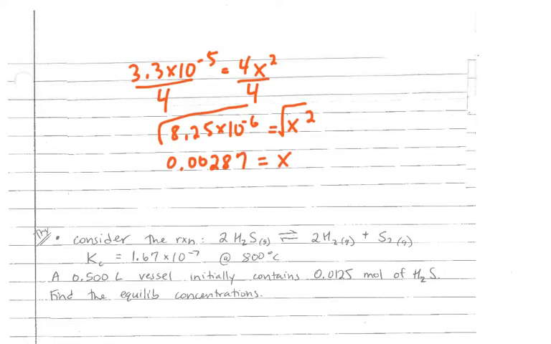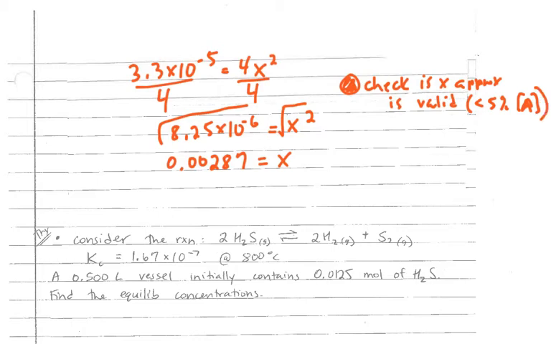All right. We do need to check if this X approximation is valid. Remember we said that you can only use this shortcut if X is less than 5% of the initial concentration, in this case the concentration of A. Okay, so let's double check and make sure that's true.